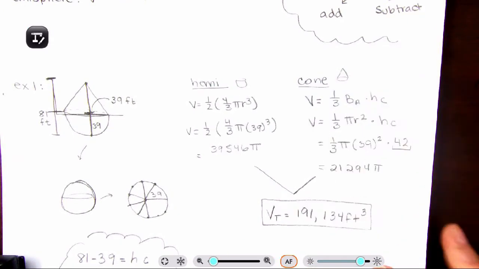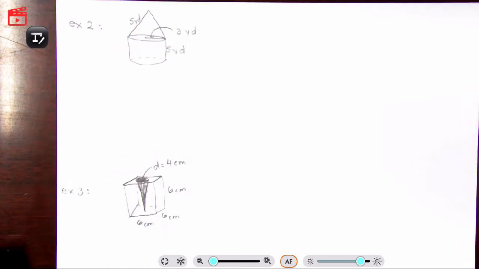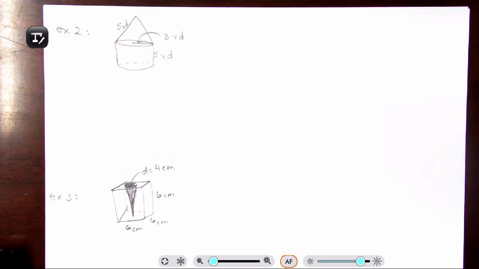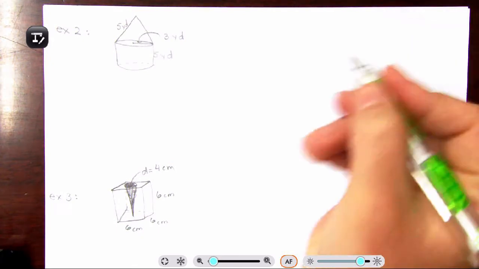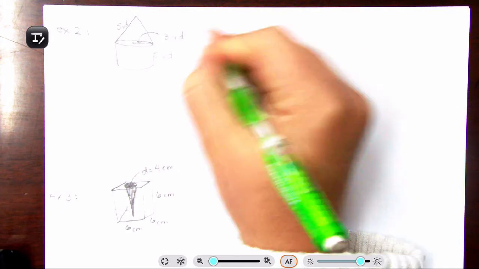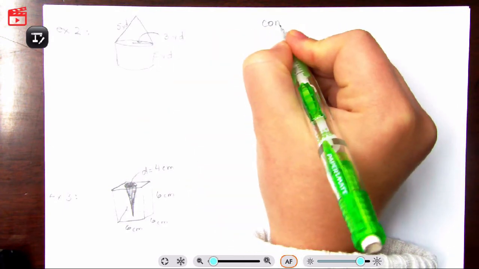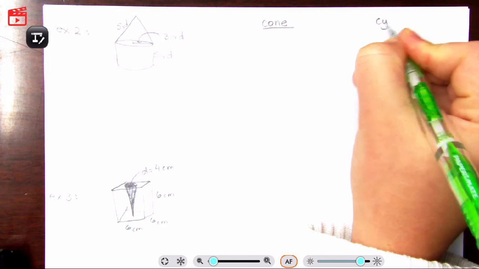All right, let's move on to our next example. I'm going to switch this up. Here's example 2 and example 3. Pause this video, go ahead and sketch them out, and that way you have them ready. Step number 1, always the same: identify what you have. I have a cone and I have a cylinder.